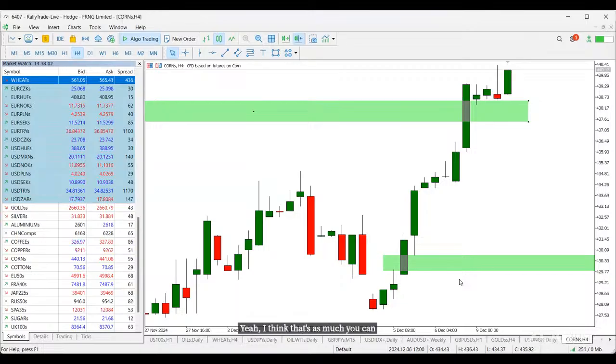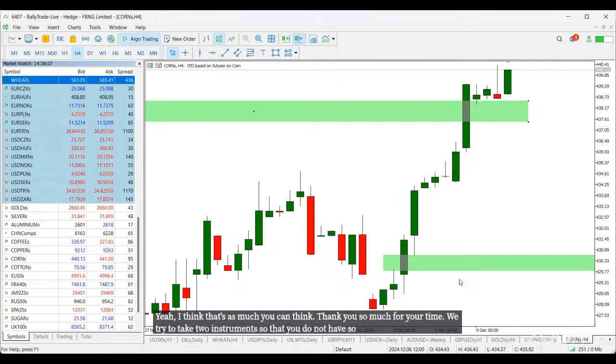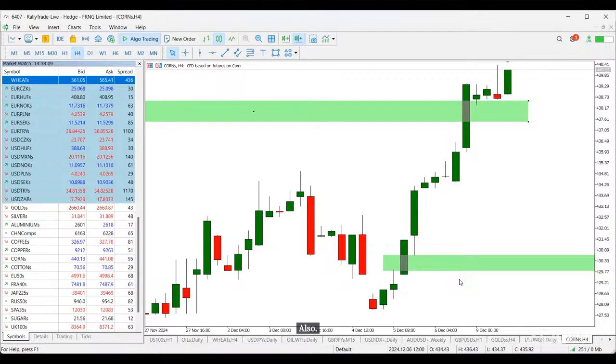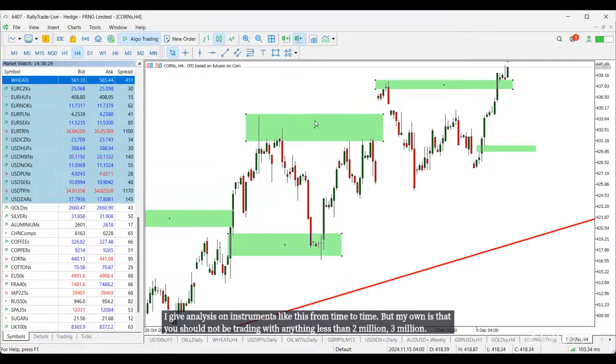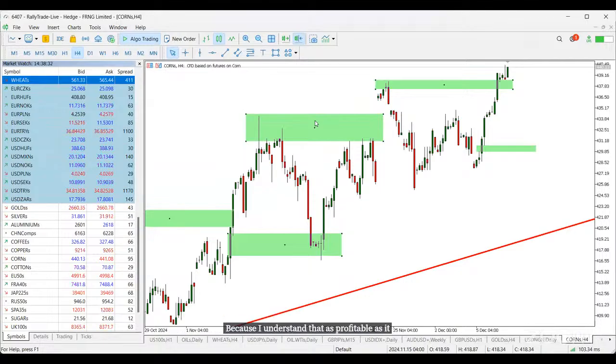Thank you so much for your time. We try to take two instruments so that you do not have so much information. Also, please do not forget, I'm saying this for emphasis, you need good volume to trade this instrument. Personally, I have people I give analysis on instruments like this from time to time. But my view is that you should not be trading with anything less than 2 million, 3 million, because I understand that as profitable as it is, it is very risky for accounts with small sizes. You understand? So I really hope we understand that.